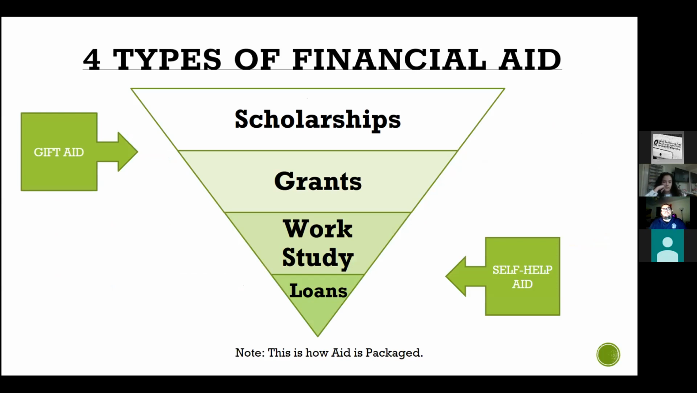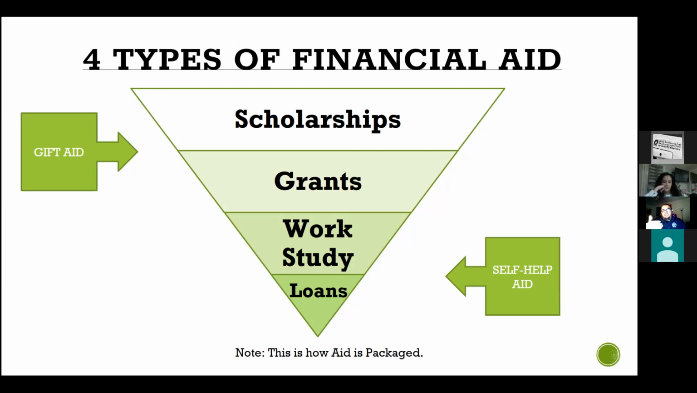If for some reason you are over awarded, let's say you have a need of 25,000 because your cost of attendance is 25,000, but then you get a $30,000 scholarship. The only thing that would show up on your account first would be that scholarship, just because they can't over award you. The max they can offer you would be those 25,000 that you have for need.